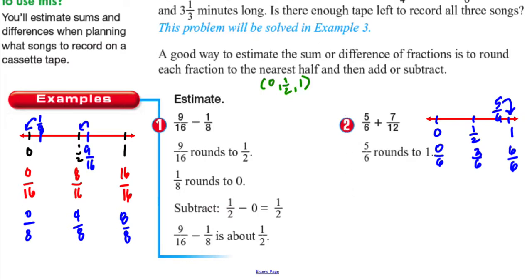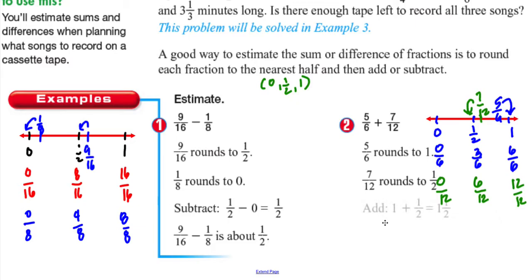Okay? And if we do 7 over 12, so that would mean this will be 0 over 12. And this will be 6 over 12, 1/2 of it, and 12 over 12 as 1. And you notice that 7 over 12 is right around here. Therefore, 7 over 12 is closer to 1/2 than it is to 1. So, 7 over 12 rounds to 1/2. Okay? And we simply do 1 plus 1/2 will give us 1 and 1/2.